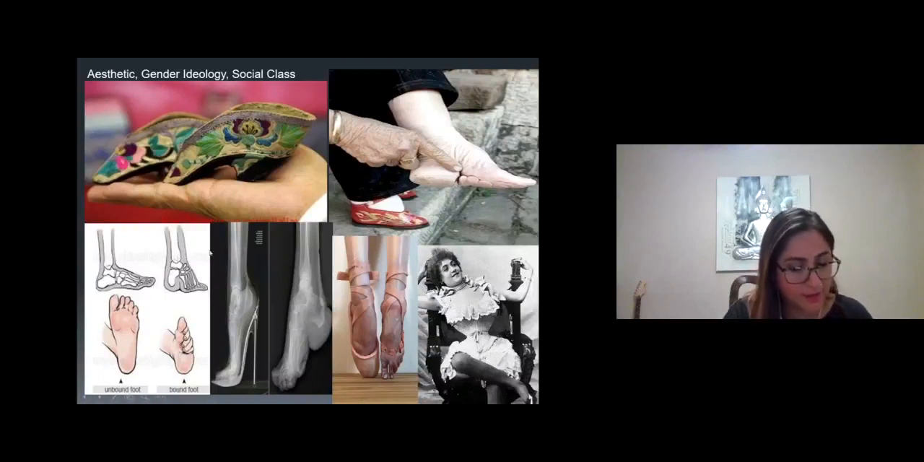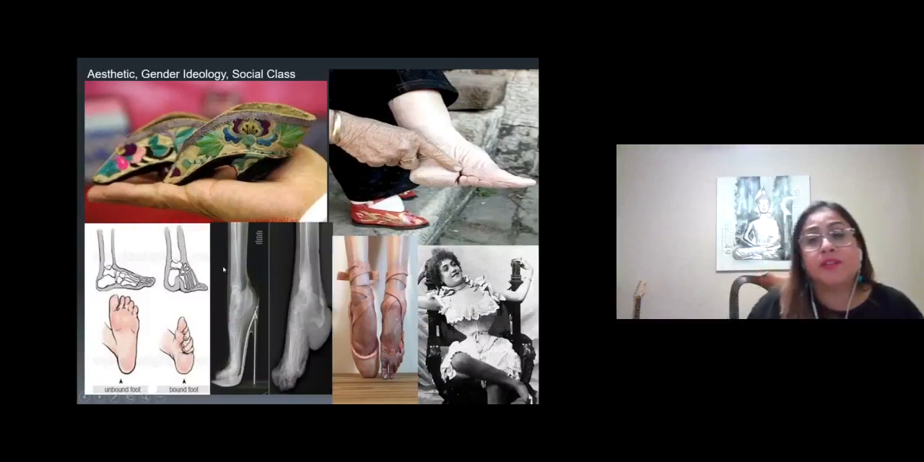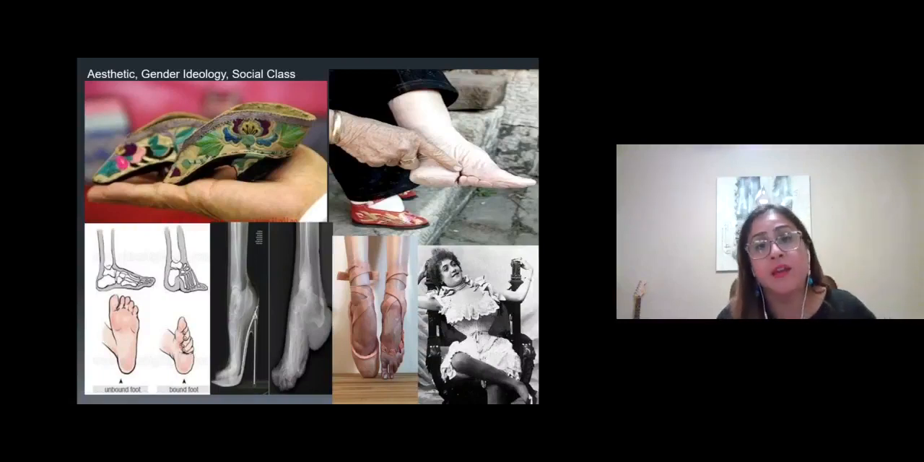They would break the arch, so it would pick up. And you can see here in this description. And this took about a 2-year process. It was very, very painful. Many girls died from gangrene, and those that survived reflected and were very honored to have this.